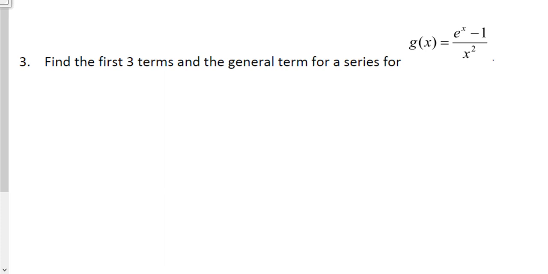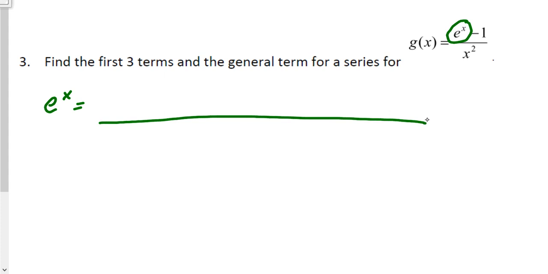So this one starts out, find the first 3 terms and the general term for a series for that. Now, there's a painful way you can do this, which would be to calculate a bunch of derivatives and use the general Taylor series. But what I see in here is my good friend e to the x. So I recommend that you start out with what does e to the x equal as a Taylor series. And then do algebra. Subtract 1, divide by x squared on both sides of the equation, and you'll be good to go, okay? I'd like you to pause and try.